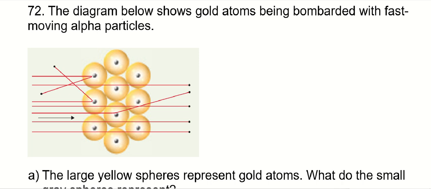The diagram below shows gold atoms being bombarded with alpha particles. So these are your alpha particles, and they're being shot right at these gold atoms, this very thin foil of gold. This is Rutherford's gold foil experiment. Let's take a look at what part A is asking.